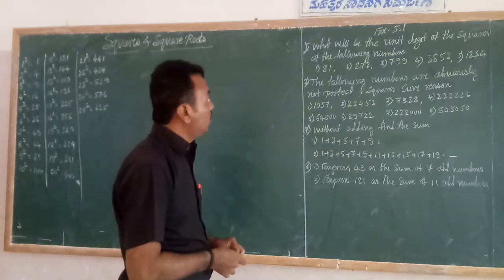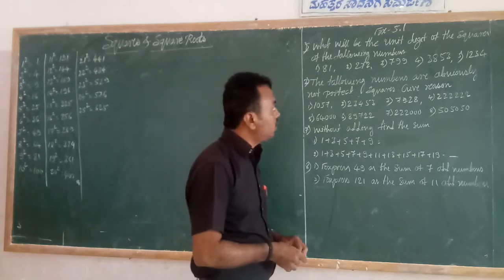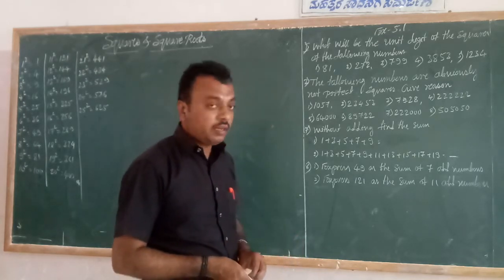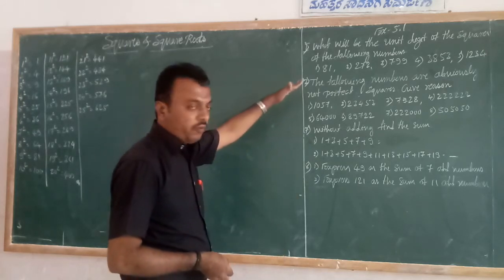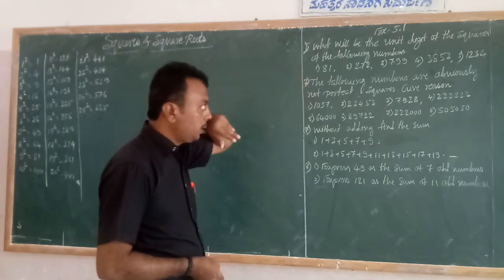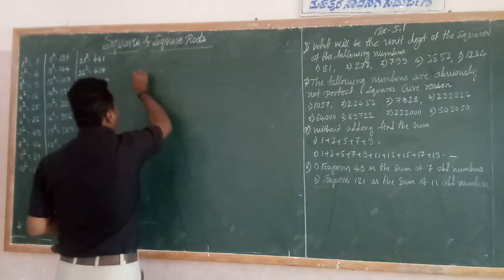In that exercise, what will be the unit digits of the squares of the following numbers? Yes, students, 81 is there. I am showing only 4 or 5 questions. The remaining questions are in your textbook. You have to solve them on your own. Okay, I will go to the first question.